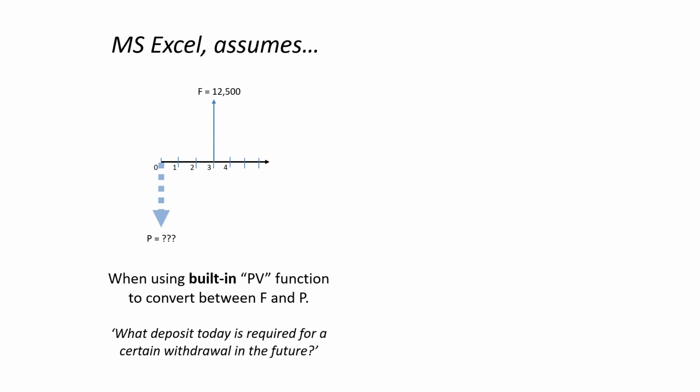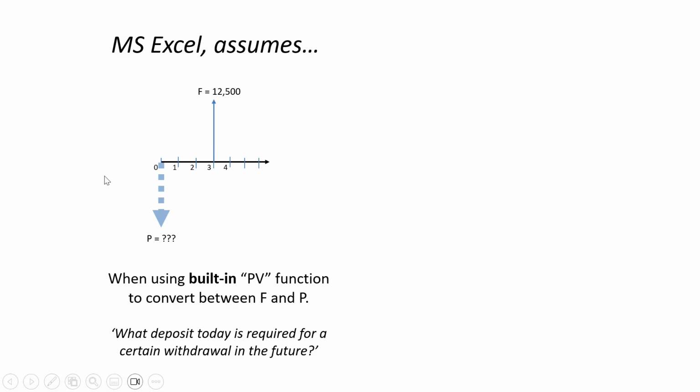Okay, so a little bit about Excel. You've already seen what it does in terms of assumptions. If you use that built-in PV function like I just did, it will find the present value of either a future amount or an annual series. But it assumes that you gave it an inflow and it's going to calculate an outflow. So that's the kind of problem that would be correct for, if you were trying to find out how much you would have to deposit today in order to make a certain withdrawal in the future.